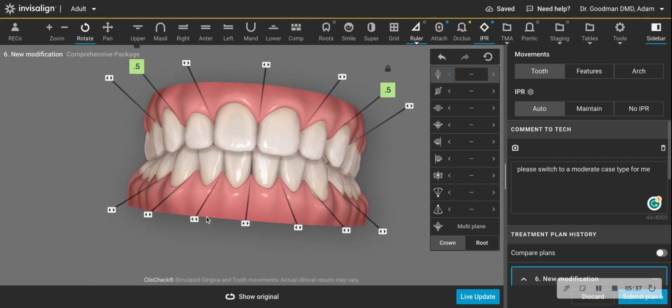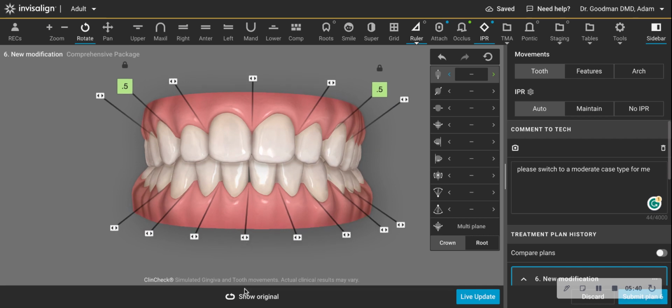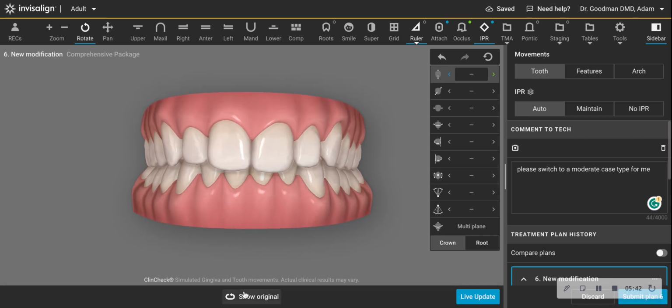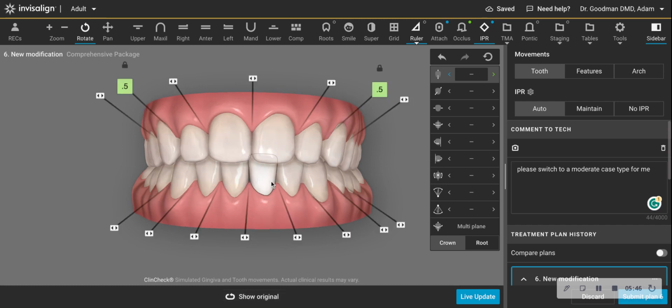All right, I know I packed a lot in there, and look at this result. That is going to be tough to achieve unless you plan for the lower incisors to have more space between them and add IPR as well.